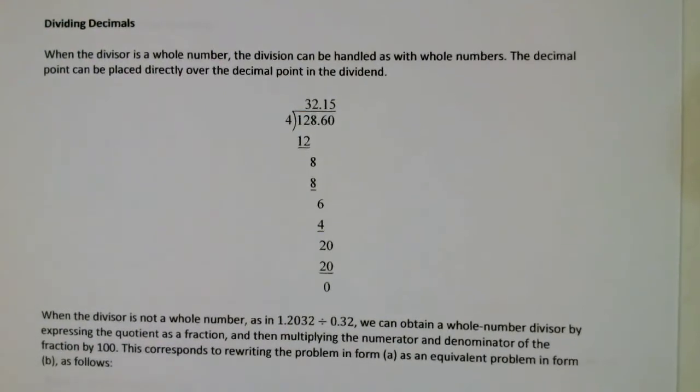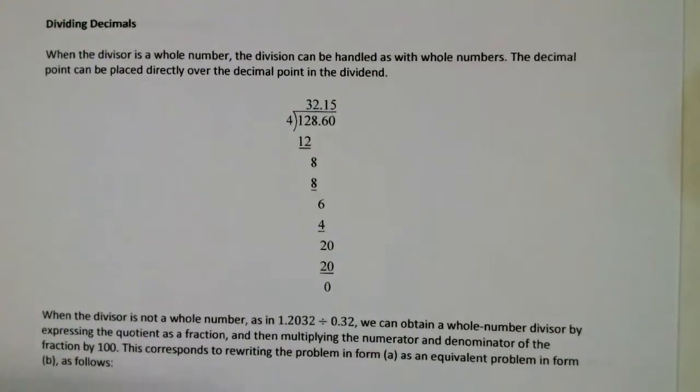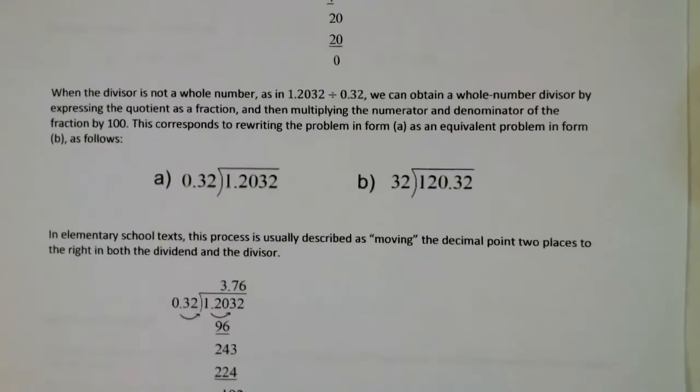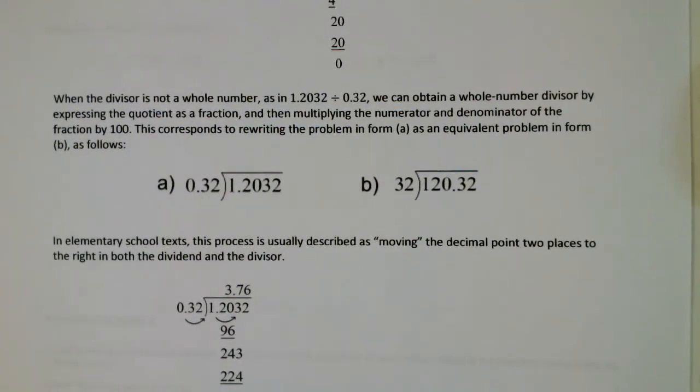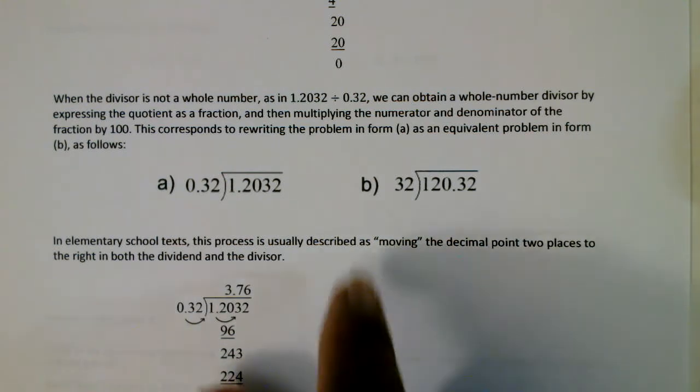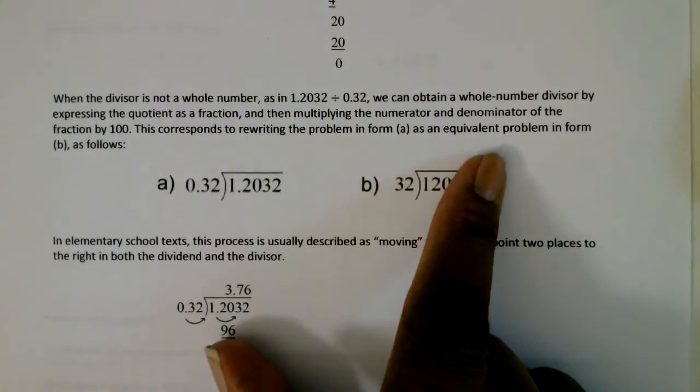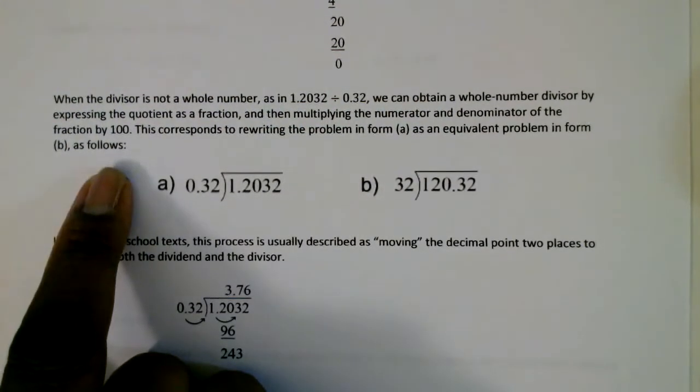All right. Now, let's say that the divisor is not a whole number, as in 101.2032 divided by 0.32. Here we can obtain a whole number divisor by expressing the quotient as a fraction and then multiplying the numerator and denominator of the fraction by 100. Now this corresponds to rewriting the problem in the form A as an equivalent problem in the form B as follows.